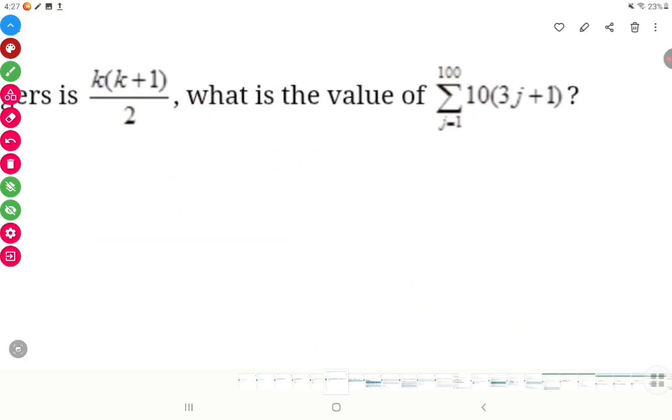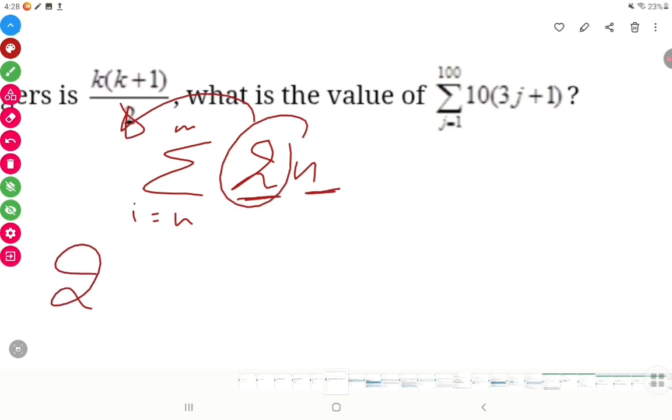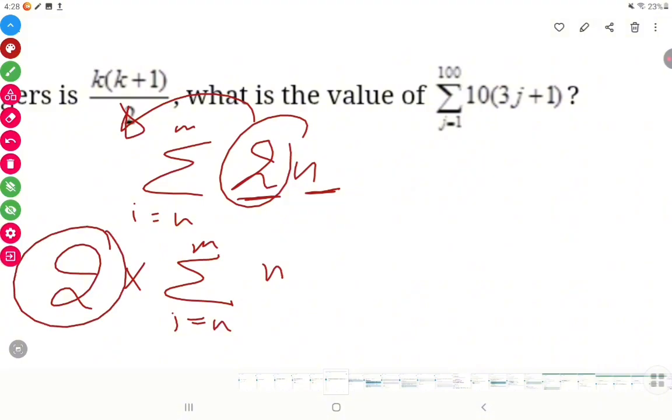If you have, for example, a number multiplied by a variable, like 2n, like the example I just showed you, you bring the number outside of the sigma, you do the sigma of the variable, and then you multiply the number by the sigma of the variable. So this question has that, so I'll show you an example using the question.